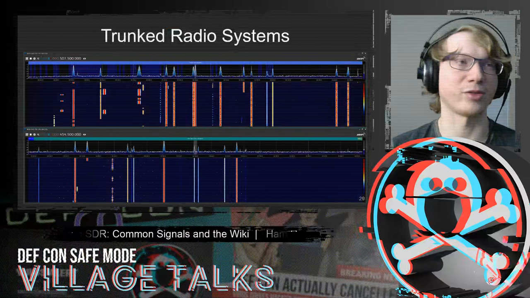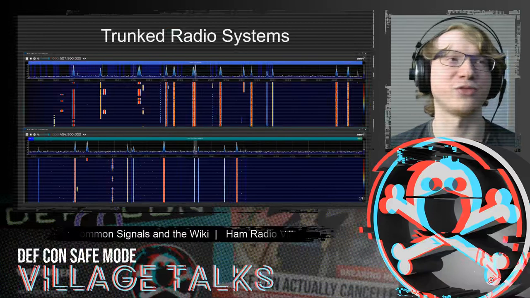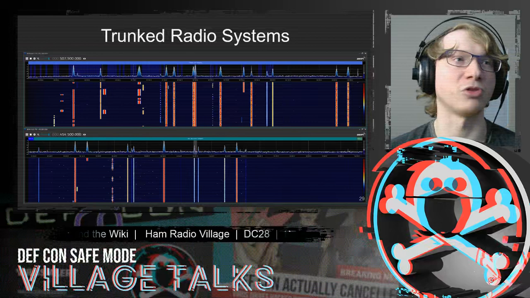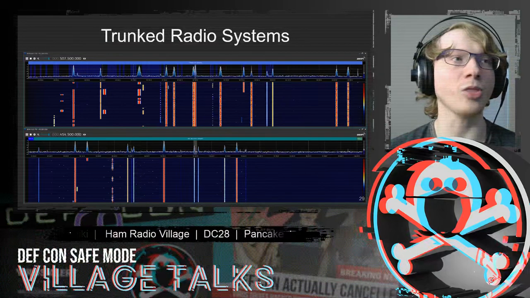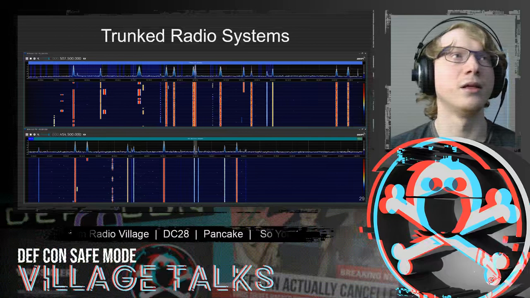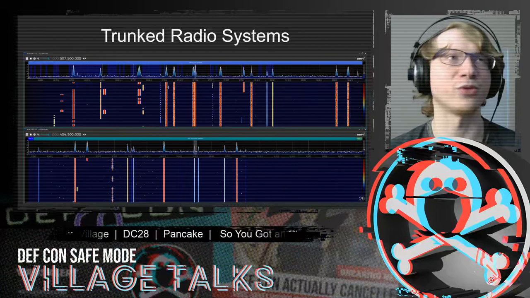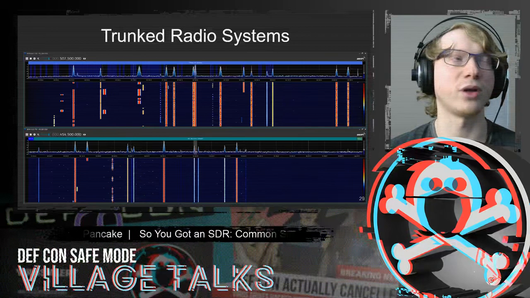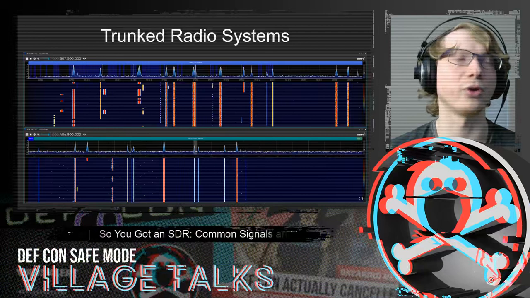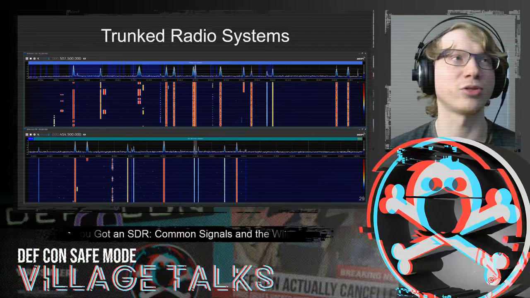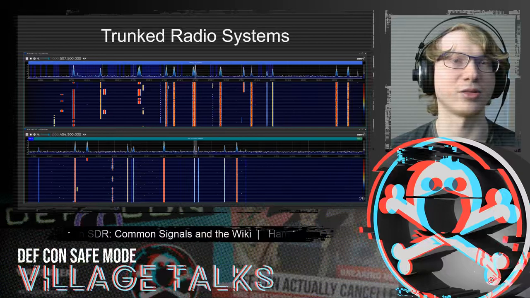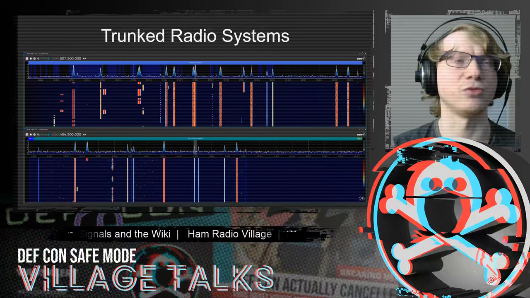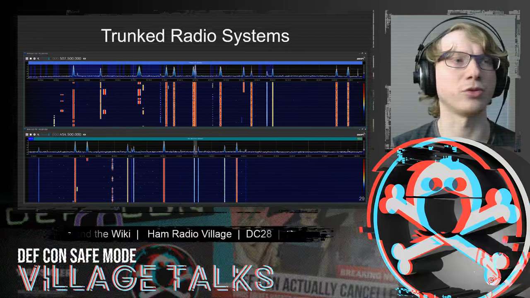Trunked radio systems, like I said, a lot of police and public safety stuff will use trunked radio systems. This could be an entire talk in and of itself. If you look at these images, the ones that are on all the time are the control channels, and then the control channels tell the radios what frequencies to go to for the other voice channels, and it hops around. And you can use DSD Plus with Fastlane, or SDR Trunk is another program you can use for trunked radio systems. These can be very complicated, and like I said, you can do a whole talk on just trunked radio systems. The control channel sounds different usually than the digital voice signals.